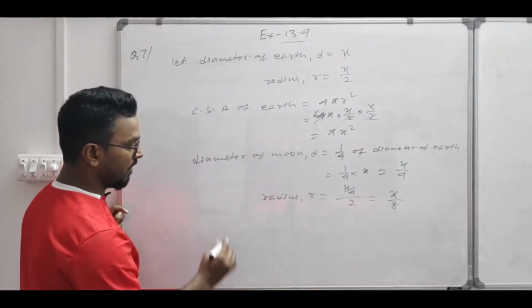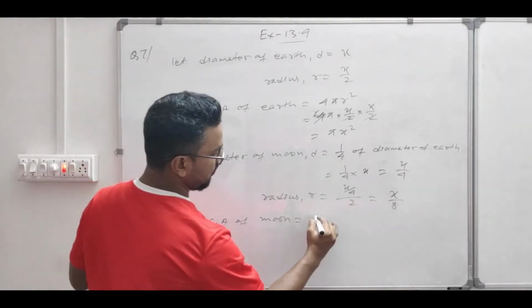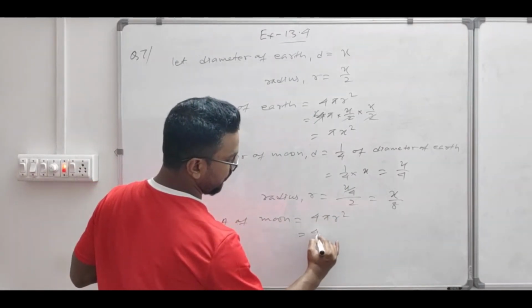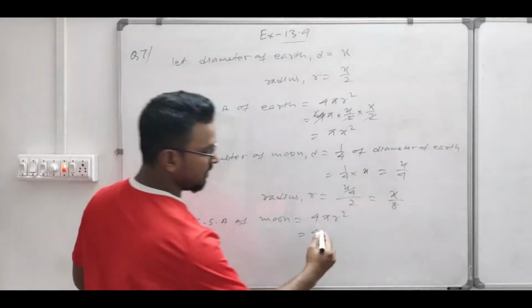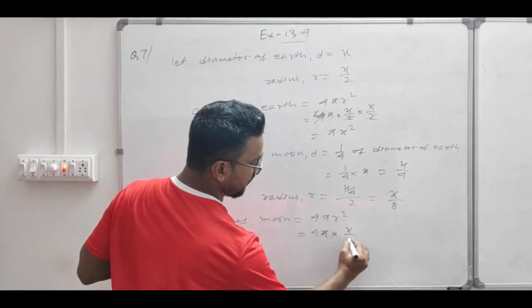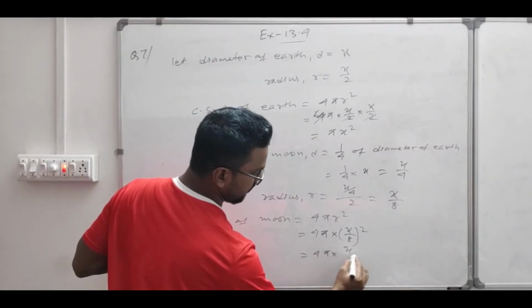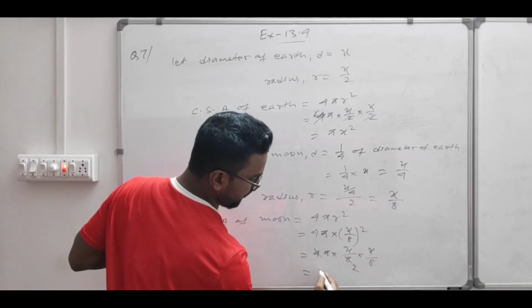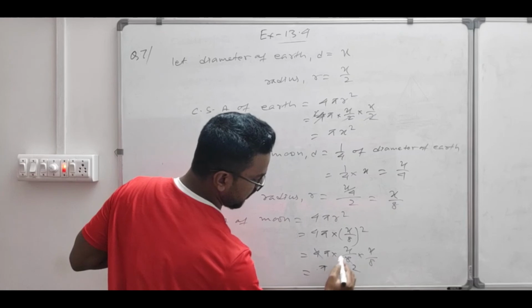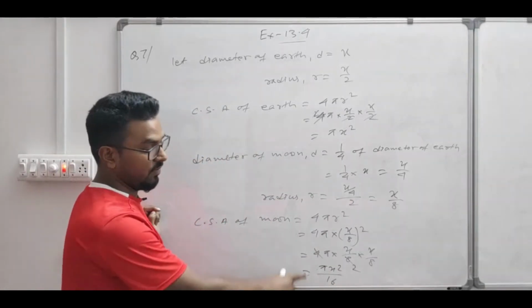Fine. Now you have to find the curved surface area of moon. So 4 pi r square. No need to replace the value of pi, you just keep it as it is. 4 pi. What is r? x by 8 whole square. So it will become 4 pi into x by 8 into x by 8. So 4 how many times? 4 2s are 8. So this will become pi x into x square by 8 2s are 16. So the curved surface area is pi x square by 16.